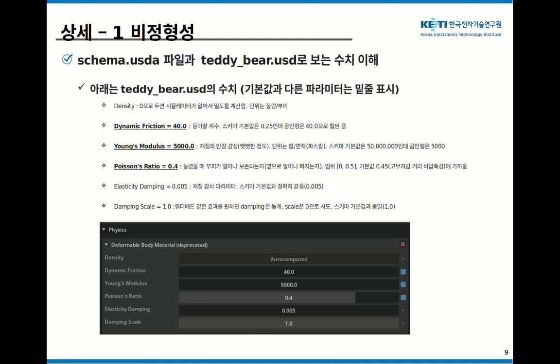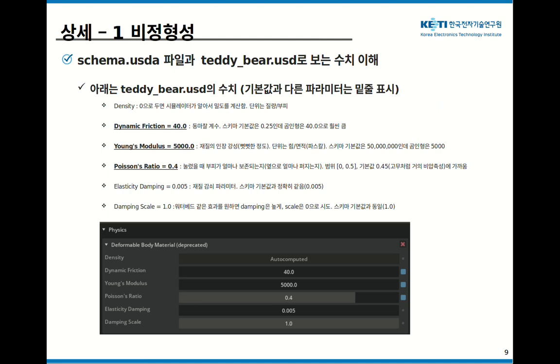Density. If you set it to 0, it is auto compute. The simulator computes the density by itself. The unit is mass divided by volume. Dynamic friction is 40, the dynamic friction coefficient. The schema default is 0.25, but the teddy bear is 40, much bigger.